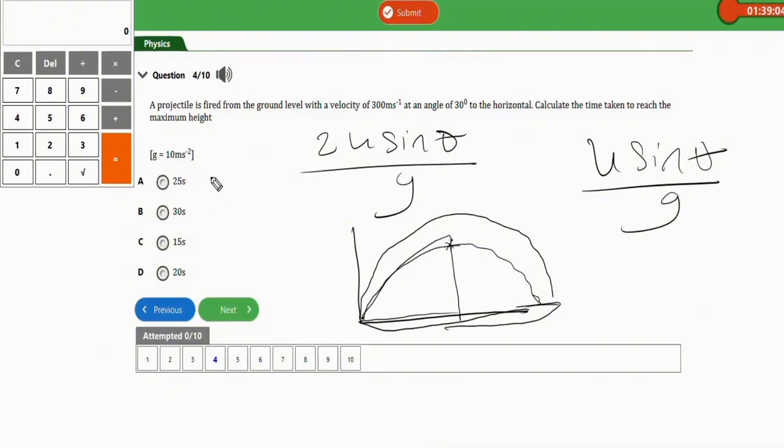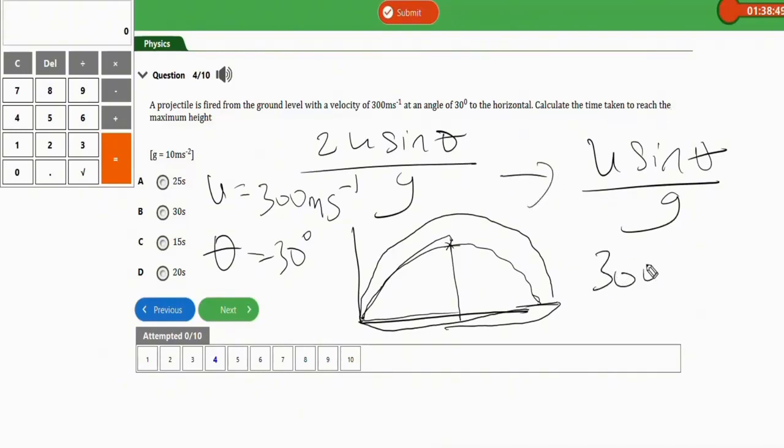Our u in this question is 300 meters per second and our theta is 30 degrees. So when you plug it in this formula, I'm going to have 300 times sine 30 degrees over 10. This will cancel this. So we are left with, let's punch this on the calculator, 30 times, now sine 30 is 0.5. Take note of it.